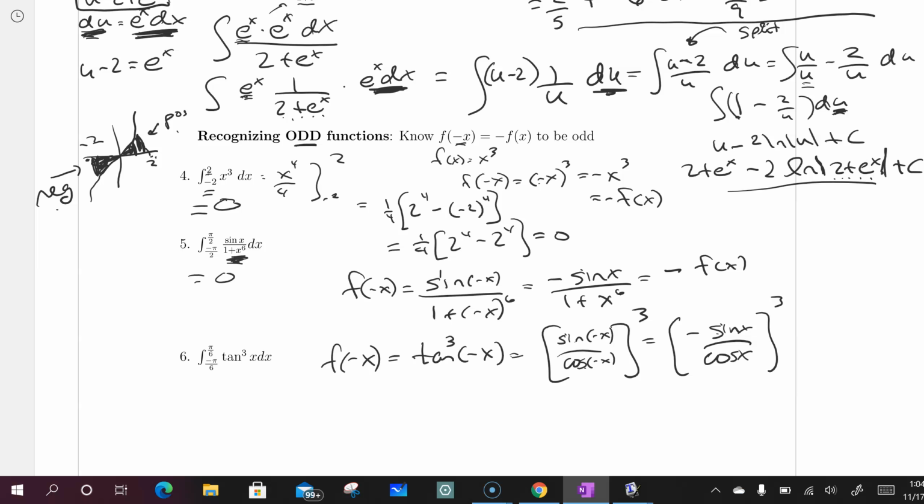These are two facts you need to know. So this is the same as saying negative tangent of x all cubed, and if it's a negative cubed, you get a negative tangent cubed. That is exactly the negative of the function. So this is 0.